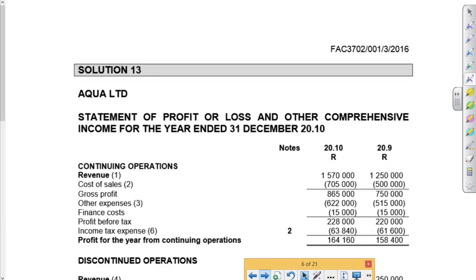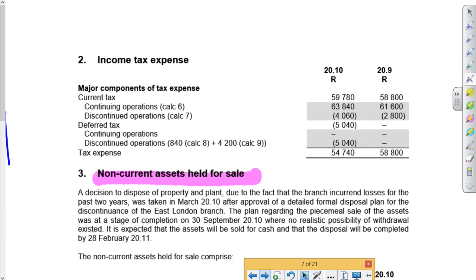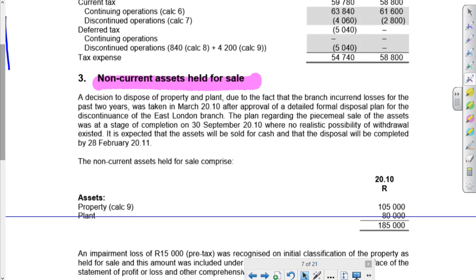And if I show you that note again for non-current assets held for sale, the note says a decision to dispose of property and plant due to the fact that the branch incurred losses for the past 2 years was taken in March, and so on, the whole story. The non-current assets held for sale, because do you agree the other things there were current assets, current liabilities, non-current liabilities?